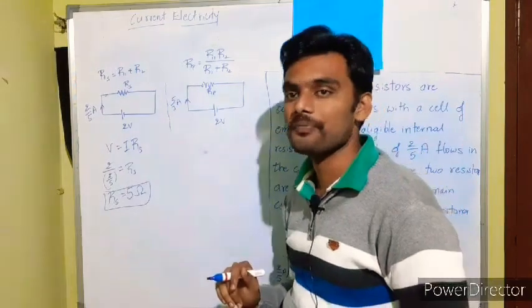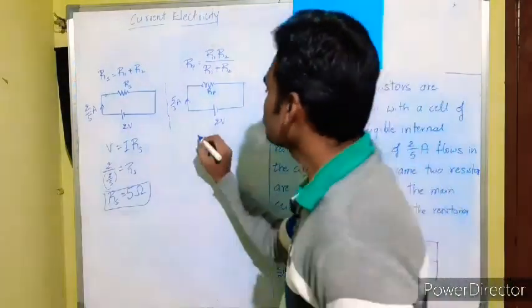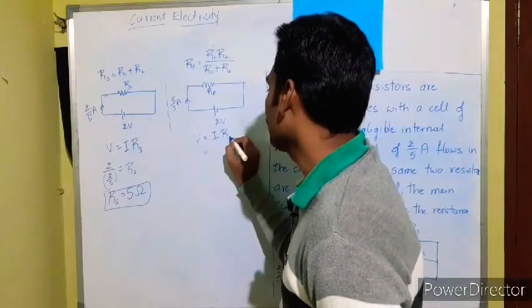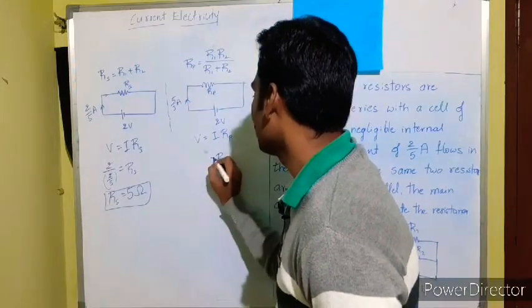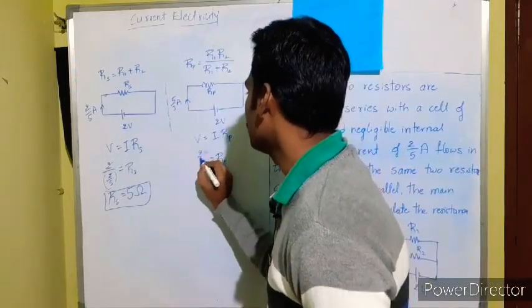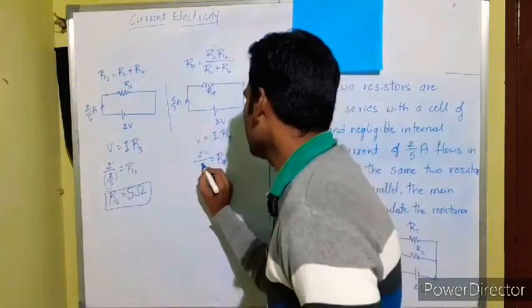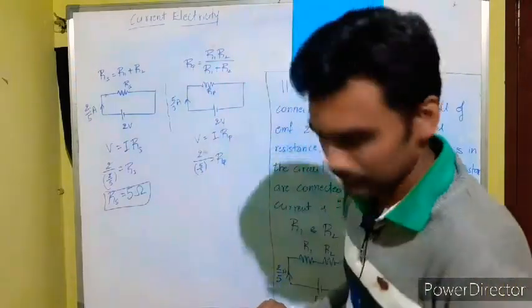Now coming to this part, in the same way, V is equal to I Rp this time. From this expression, Rp becomes equal to V, which is 2 volt again, and the current is 5 by 3 amperes.